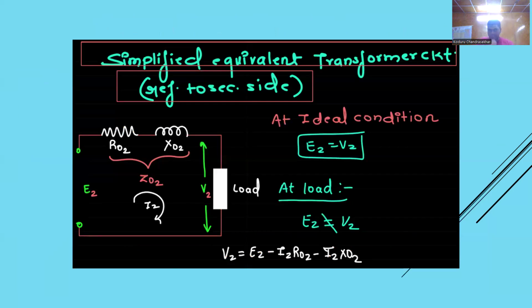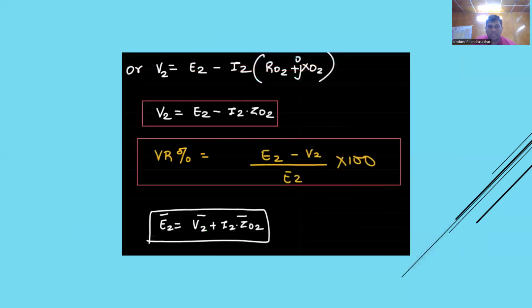So coming to the simplified circuit of a transformer referred to the secondary side, at ideal condition we have E2 equal to V2. But at load condition we cannot say that E2 is equal to V2. In fact, V2 is less than E2 in this case. If we consider a current I2 flowing in the secondary side, we can apply Kirchhoff's law and say that V2 is equal to E2 minus I2 into R02 minus I2 into X02, or V2 is equal to E2 minus I2 into (R02 plus j times X02), which is a notation of representing it.